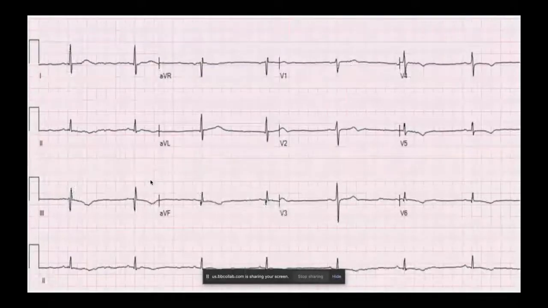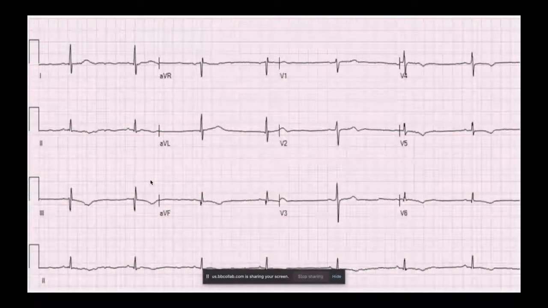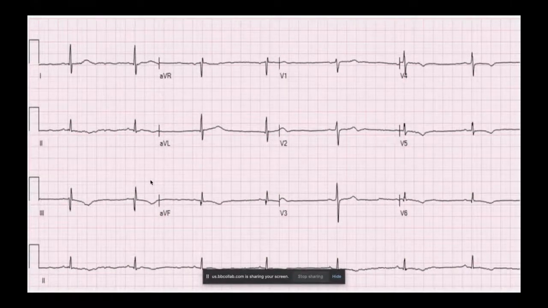And again, there's this thing about natural selection. The 7-month-old baby, thankfully, had a good escape rate in the 70s to 80s. If her escape rate was slower, meaning her ventricle decided to only go at 40 beats a minute, she would have probably shown up much sicker, much earlier in the emergency room, and we would have picked it up sooner.